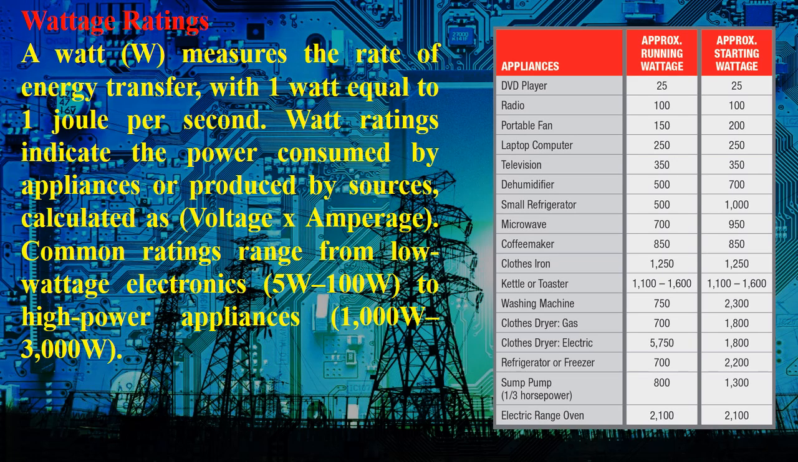Common ratings range from low power electronics like 5 watts to 100 watts, or high power appliances like 1000 watts to 3000 watts. As you can see from the other side there, the table has a lot of appliances, and their ratings are also stated there. Okay, it's running power and starting power. Some appliances start at a different power rating, because they need a lot of power to start, then when they run at normal specification it is different. So that's what it means. But generally, all appliances have their standard consumption rate of power.